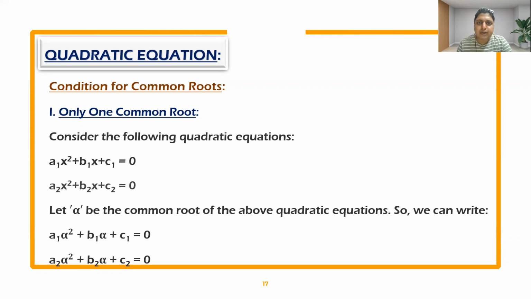That means if we have a common root, then according to the relation between roots and coefficients, the root always satisfies the particular equation. So if alpha is a common root, it will satisfy both equations. We put x equal to alpha in both equations, so the first equation becomes a1 alpha square plus b1 alpha plus c1 is equal to 0, and the second equation becomes a2 alpha square plus b2 alpha plus c2 is equal to 0.